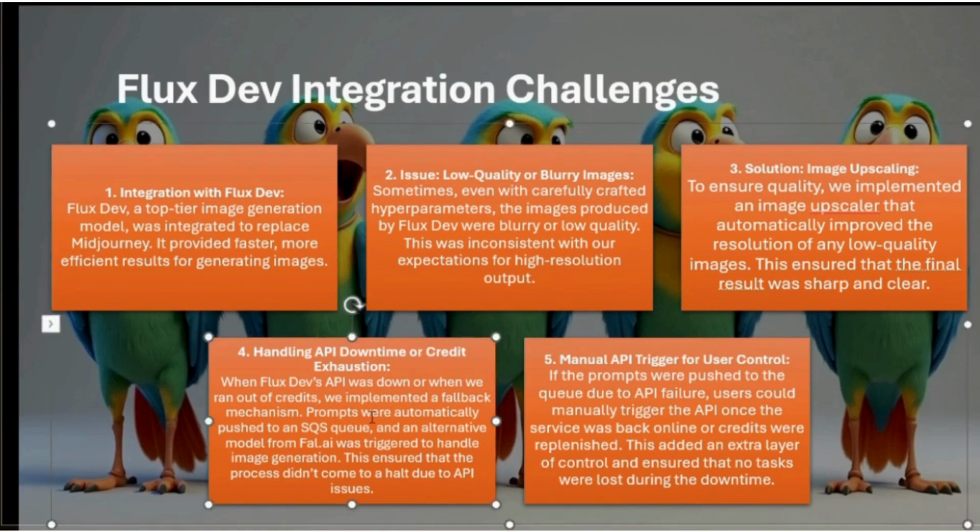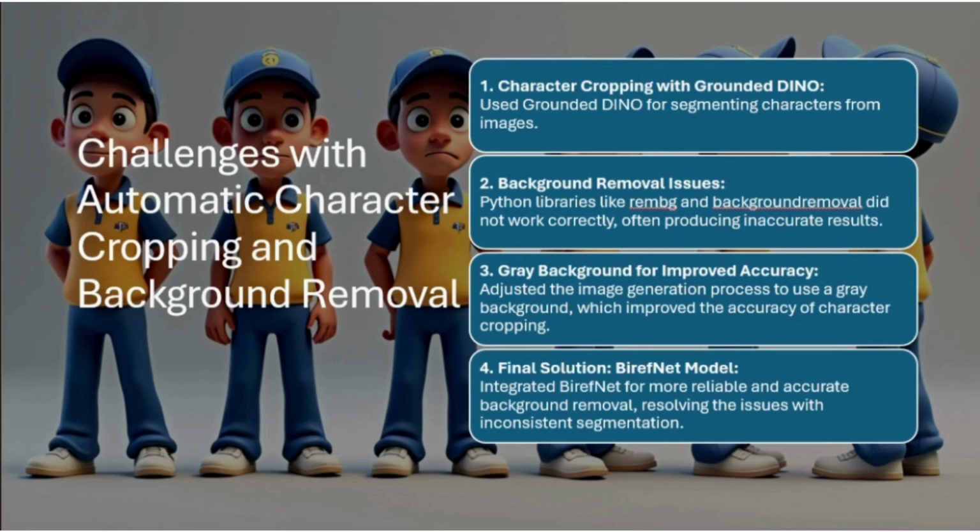The next challenge was to automatically crop out the characters. In our project, we needed a reliable method to automatically crop characters from generated images. For this, we used Grounded Dino, a deep learning segmentation model. It worked well for isolating the characters, but there was a significant issue with background removal.